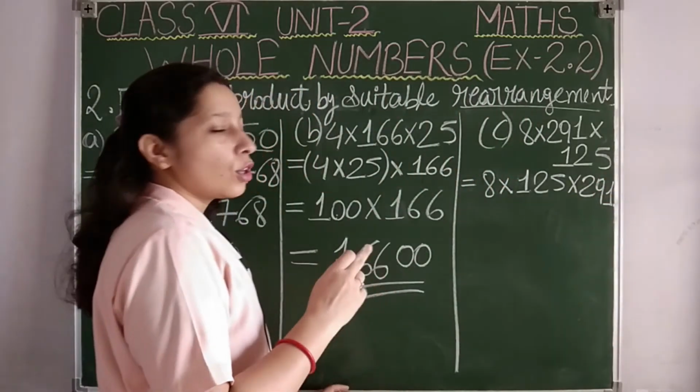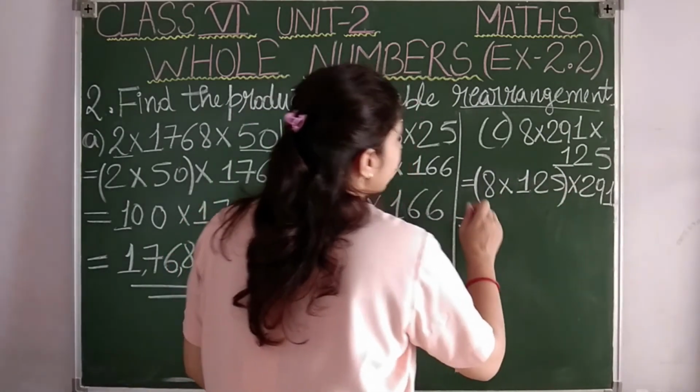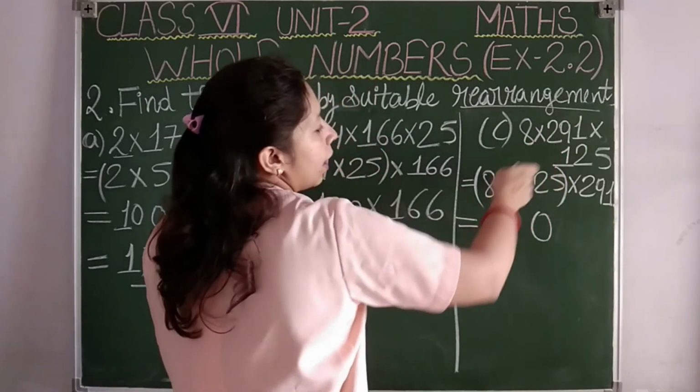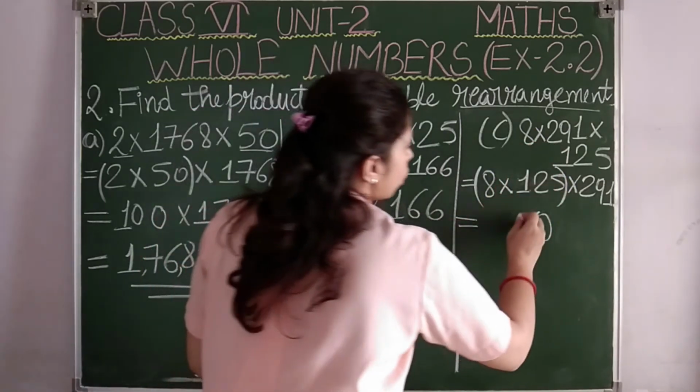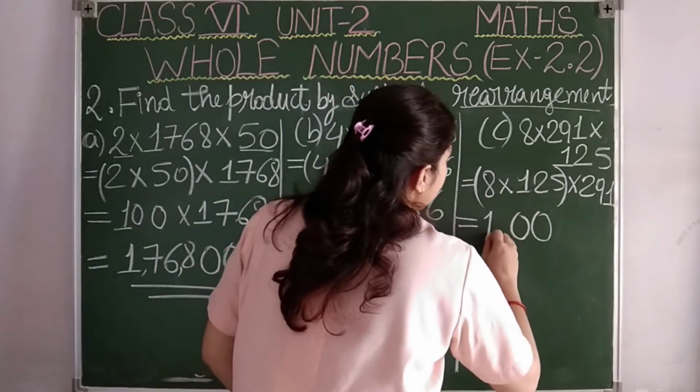Okay students, by using the commutativity property, then by using the associativity property, let's multiply these two first. 8 5s are 40, 4 carry over. 8 2s are 16, 16 plus 4 is 20, 2 carry over. 8 1s are 8, 8 plus 2 is 10.